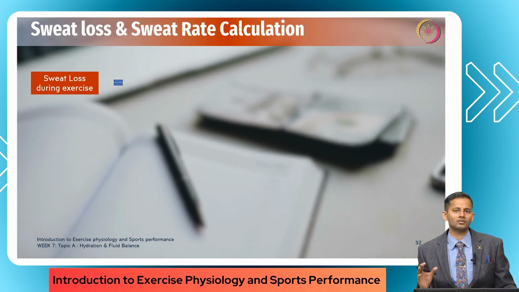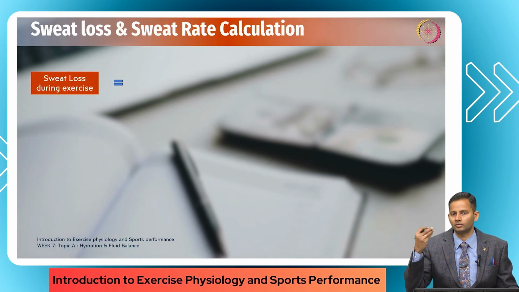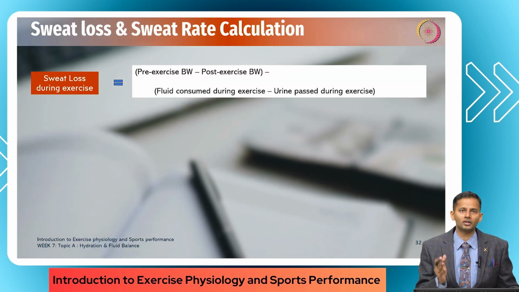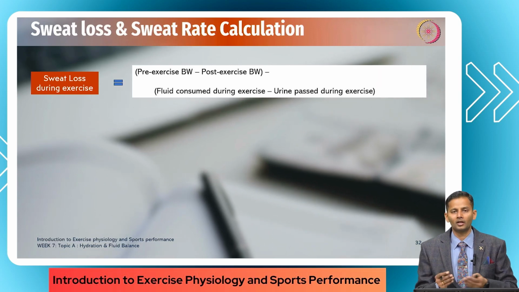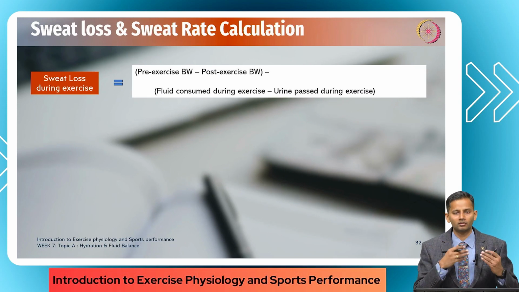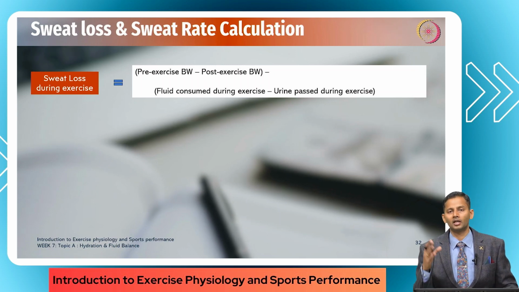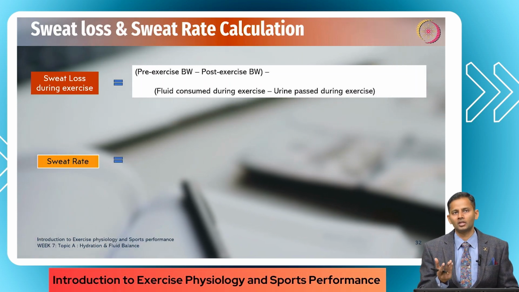Sweat loss during exercise can be calculated by just measuring the body weight and whatever fluid you take and whatever fluid you lose. It's just simple mathematics. You just weigh the individual before the event and after the event, and record the fluid that the individual drinks during the event. In case the individual passes urine, that needs to be subtracted from the total fluid intake. So that gives the net fluid that has been taken by the individual. This has to be subtracted from the difference in the body weight. So that will give you the sweat loss.